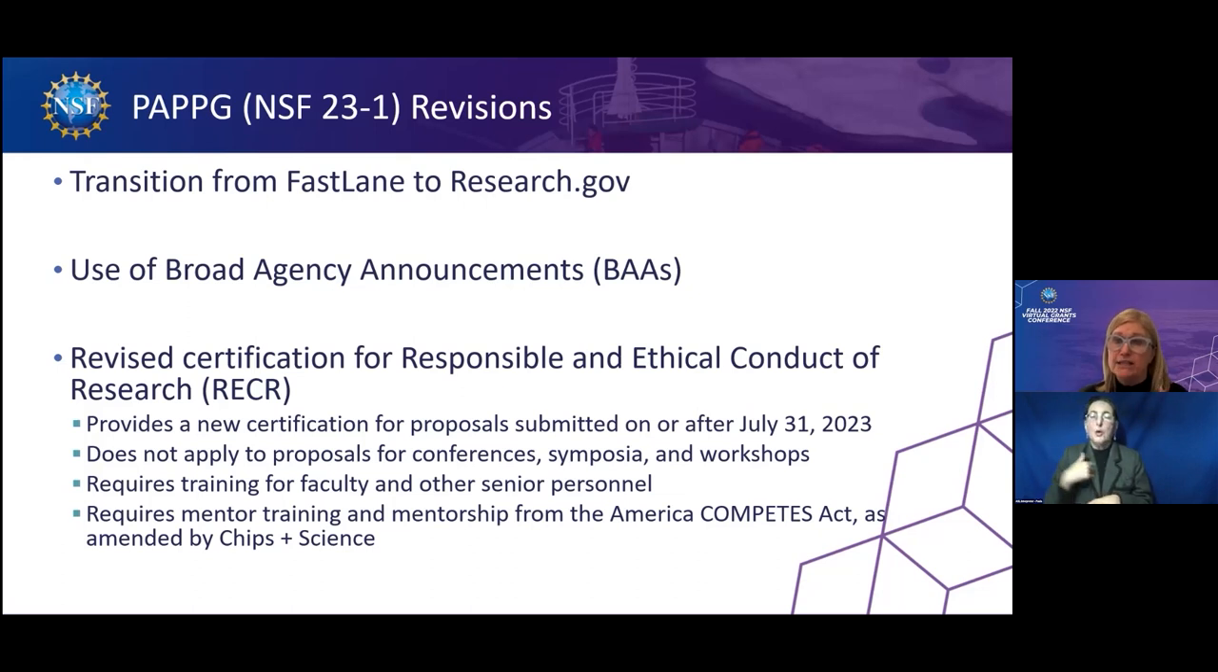And we will be implementing one of those with this implementation of the PAPPG. That's the requirement to include mentor training and mentorship as part of your training. There were two other topics that are considered part of research security, and we will be handling those training requirements in another way. So effective on this date, January 31st, you will be required to train all faculty and senior personnel identified that are participating or supported by NSF to conduct research, as well as cover the topic of mentor training and mentorship. Next slide, please.